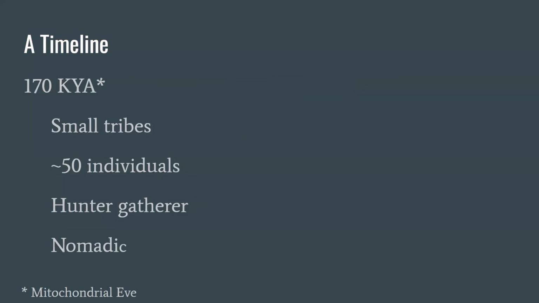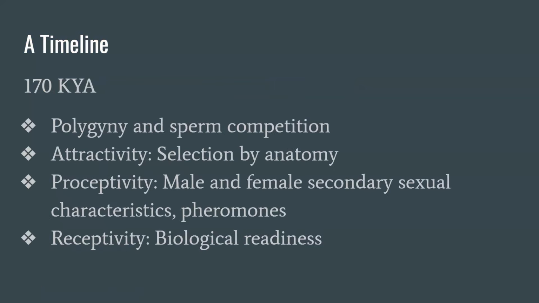About 170,000 years ago, we're Homo sapiens now. We have a common ancestor, mitochondrial Eve is her name. We're still in small tribes, about 50 individuals. We're hunter-gatherers, we're nomadic. We're probably polygynous at this time. There's sperm competition. We've seen signs of that.